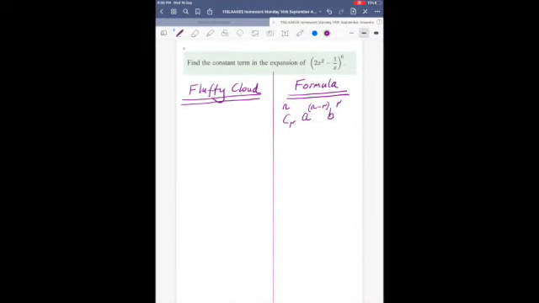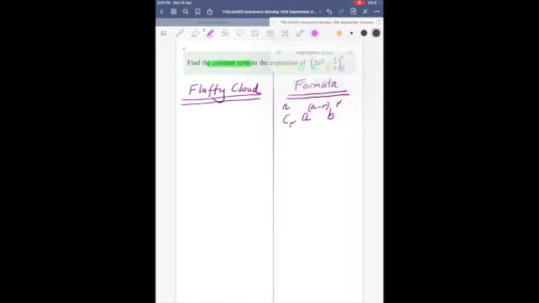Okay, another question where we're going to use the fluffy cloud technique to our advantage, and then we'll contrast the technique with the formula. Okay, so we need to understand the language, the constant term. So the constant term means it doesn't vary. So there's no variable in that particular term after the expansion. So there's no variable, there's no x in it.